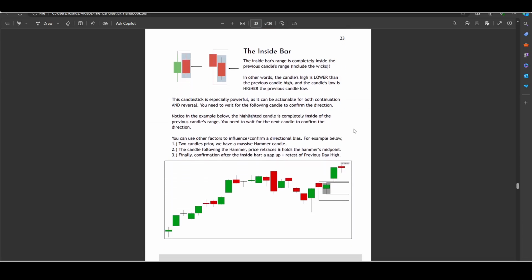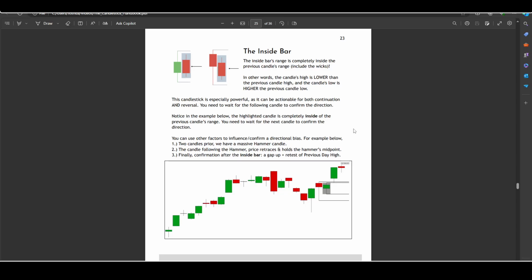And then, of course, some of y'all's favorites, the inside bar. The inside bar's range is completely inside the previous candle's range, including the wicks. The wicks are 100% included in this candlestick pattern, so please mark those off. In other words, the candle's high is lower than the previous candle's high, and the candle's low is higher than the previous candle's low. So we're looking for them basically just to squeeze inside of the previous candle.